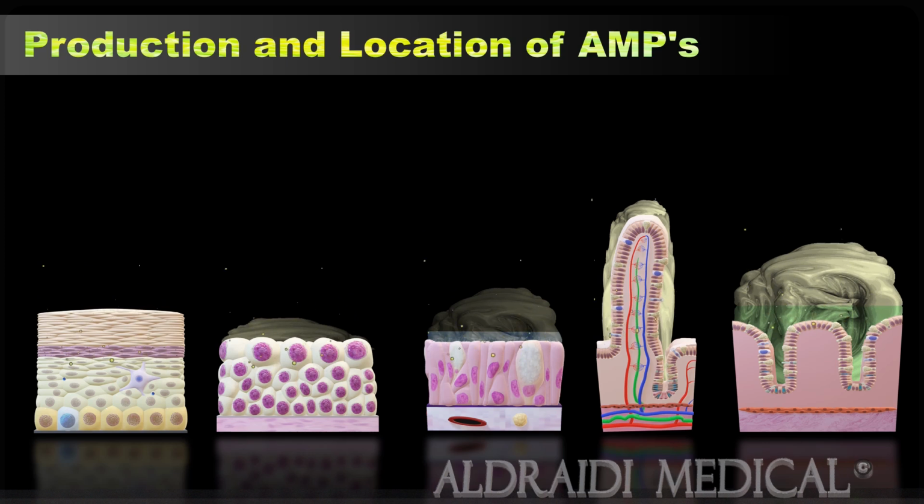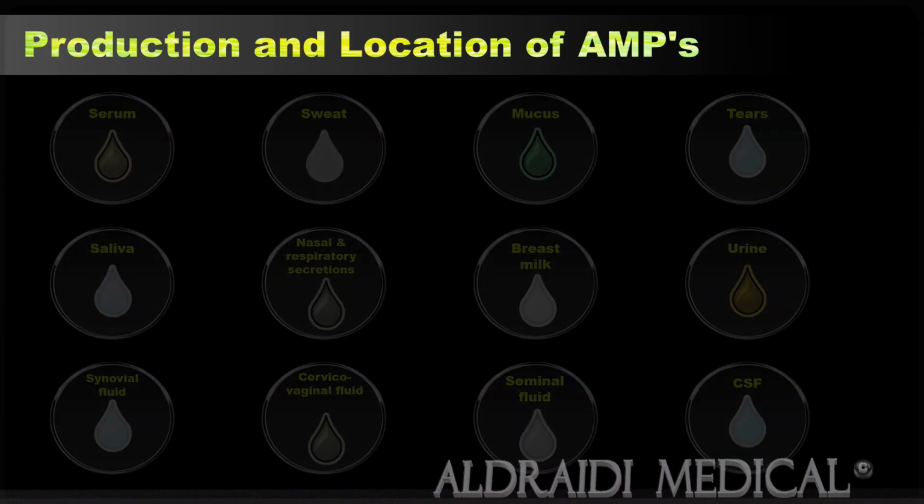These AMPs play a major role in the chemical barrier of our body fluids or secretions, such as serum, sweat, mucus, tears, saliva, nasal and respiratory secretions, breast milk, urine, synovial fluid, cervicovaginal fluid, seminal fluid, and cerebrospinal fluid.